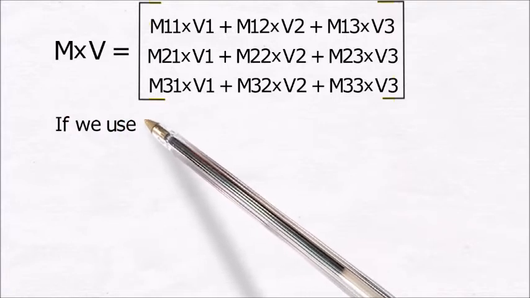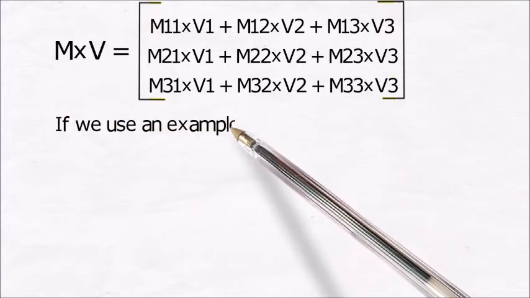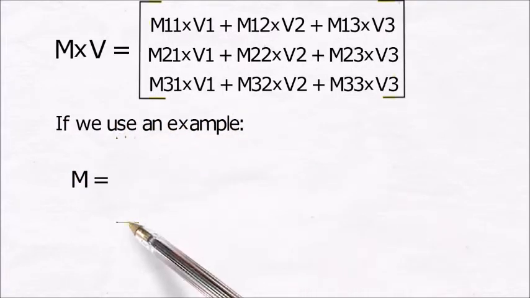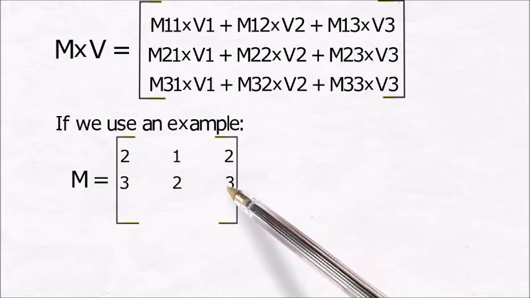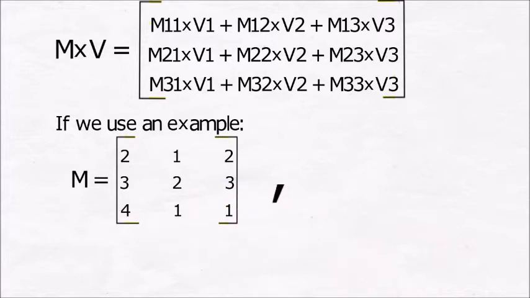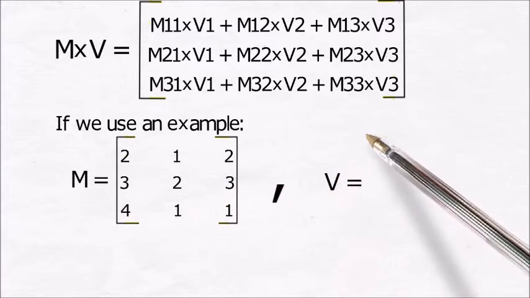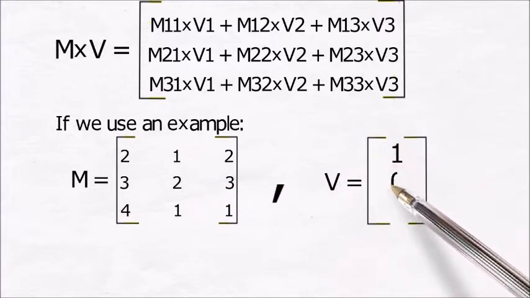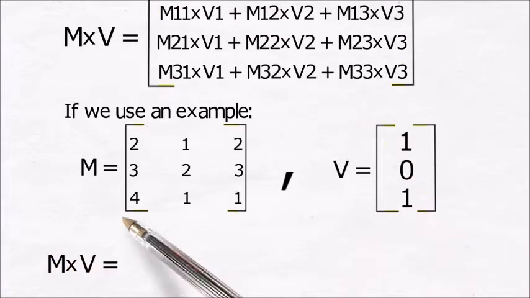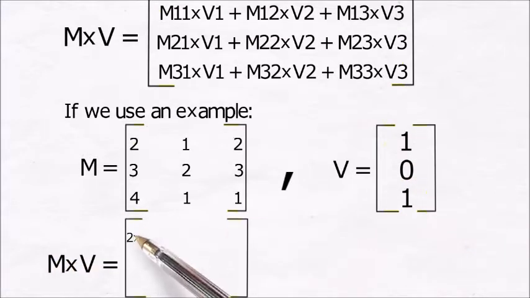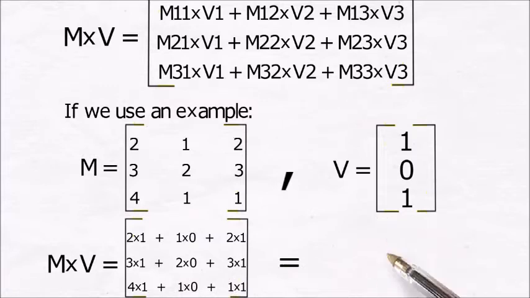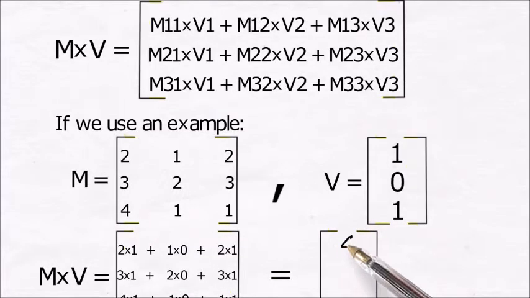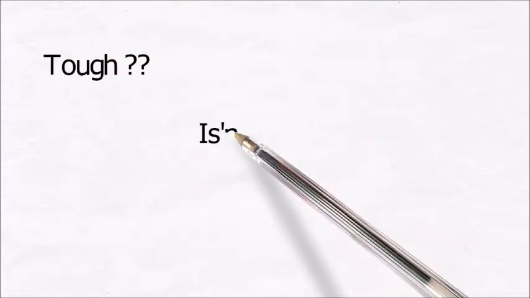If we use an example, M equals 2, 1, 2, 3, 2, 3, 4, 1, 1 multiply V equals 1, 0, 1. M multiply V equals 2 multiply 1 plus 1 multiply 0 plus 2 multiply 1, 3 multiply 1 plus 2 multiply 0 plus 3 multiply 1, 4 multiply 1 plus 1 multiply 0 plus 1 multiply 1, equals 4, 6, 5. Tough, isn't it?